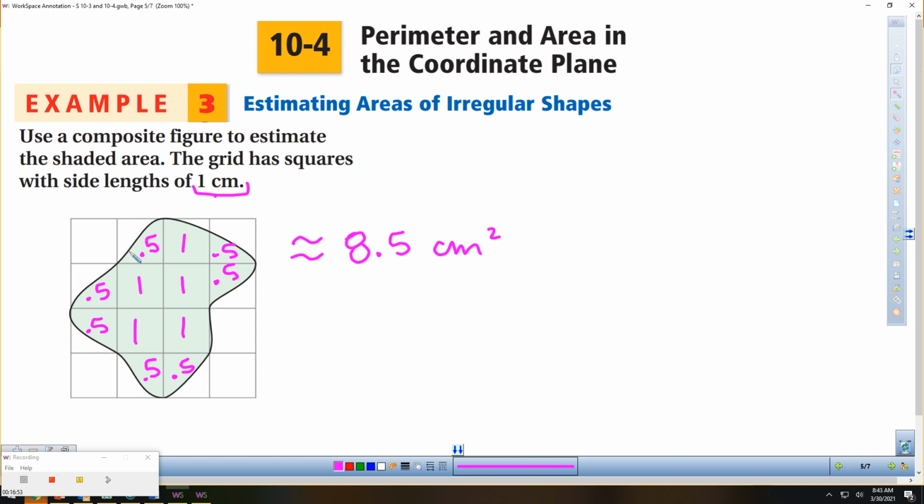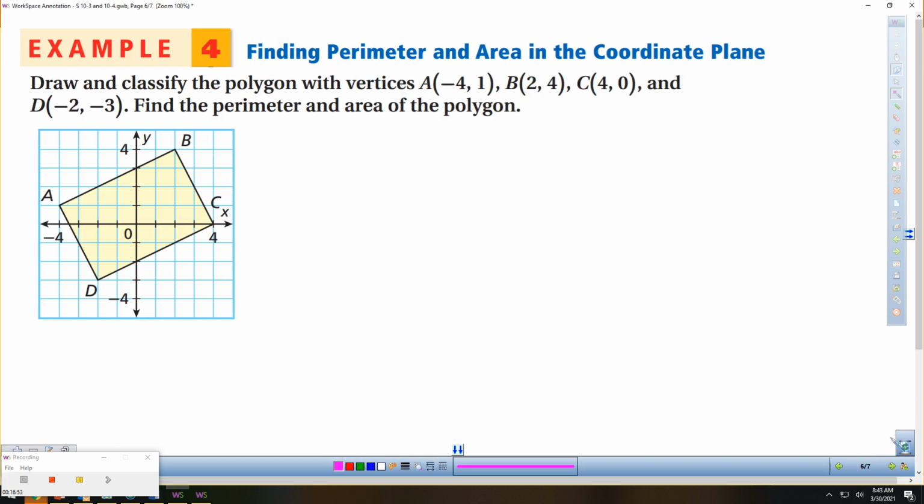Questions on that? Alright, then the last 2 examples. We want to classify this figure and then find the perimeter and area of it. Alright, so first of all, if I classify this figure, it is a rectangle. I think everybody can easily see that this is a rectangle, which means opposite sides are congruent.